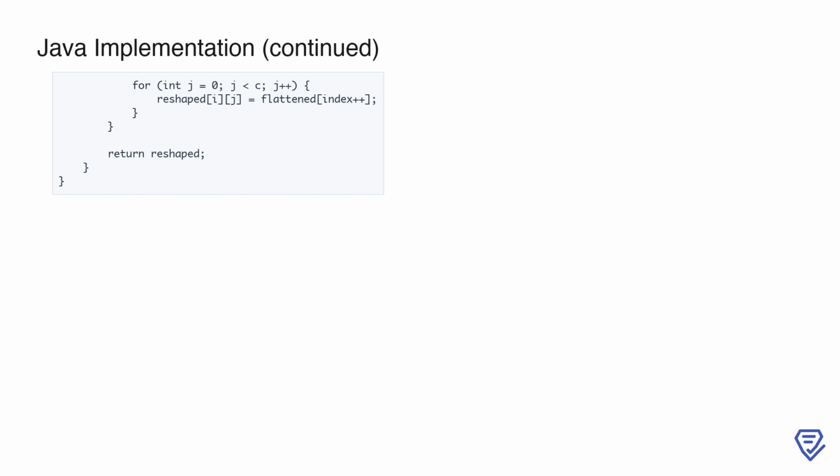The outer loop iterates over the rows of the reshaped matrix, while the inner loop iterates over the columns. For each position i, j in the reshaped matrix, we assign the next value from the flattened array, incrementing the index after each assignment. Finally, once the reshaped matrix is fully populated, we return it as the output of the method. This implementation ensures that the data is transformed efficiently while maintaining the order of elements from the original matrix.